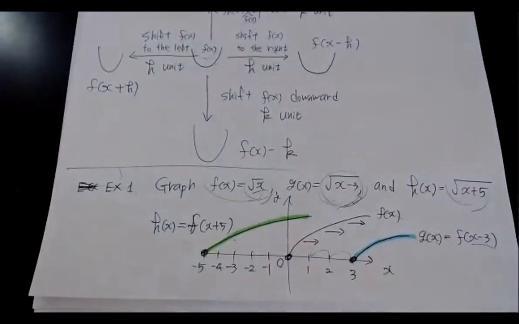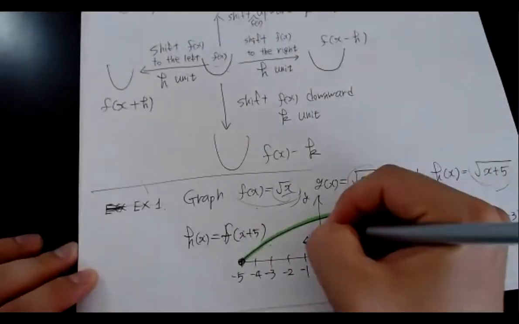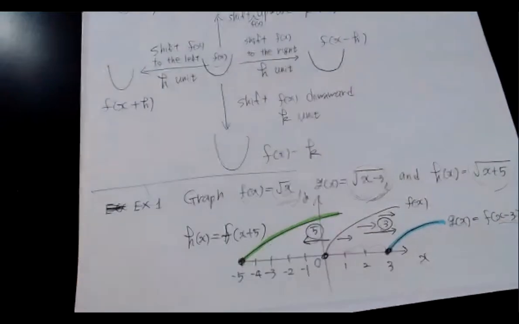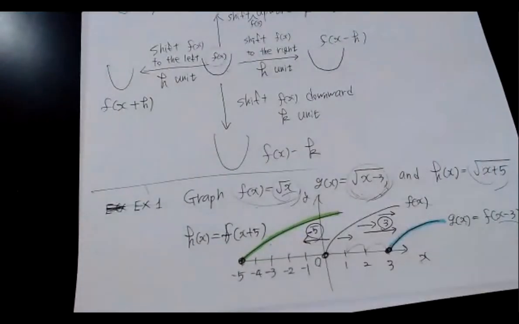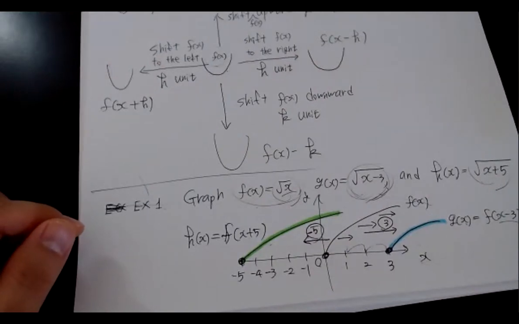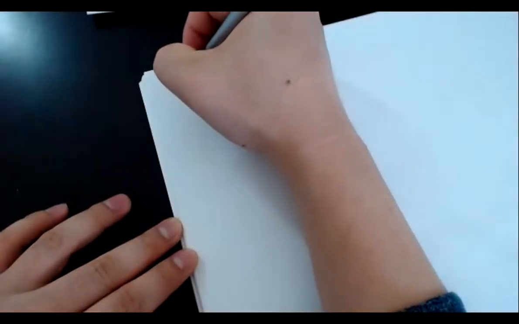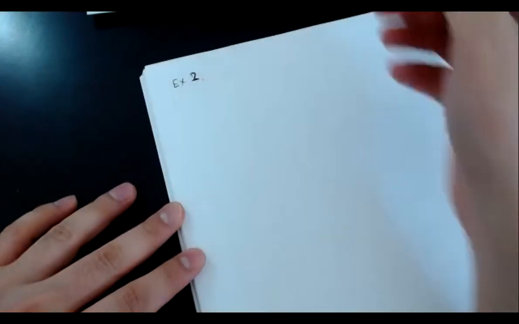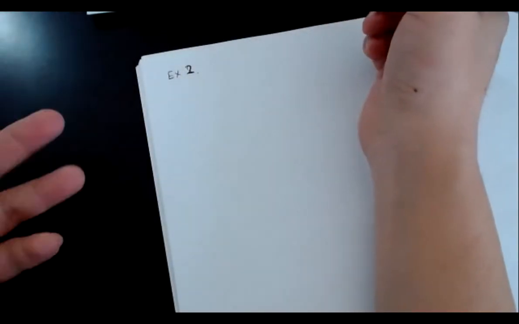So we move 5 to the left, and the other one 3 to the right. Okay, negative 5 actually. Let's see one more example. This is example 2. Example 1 and 2 are about horizontal translation, but we'll see vertical translation next time. Sorry. So, sketch the graph of each function.